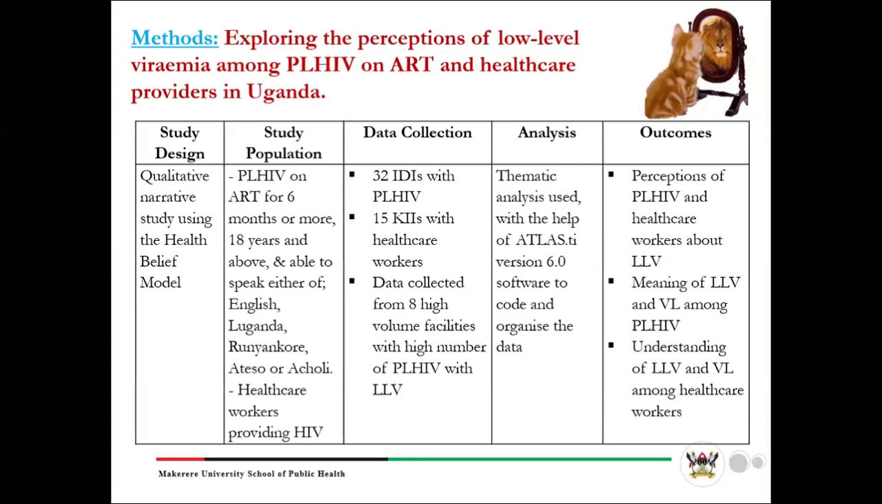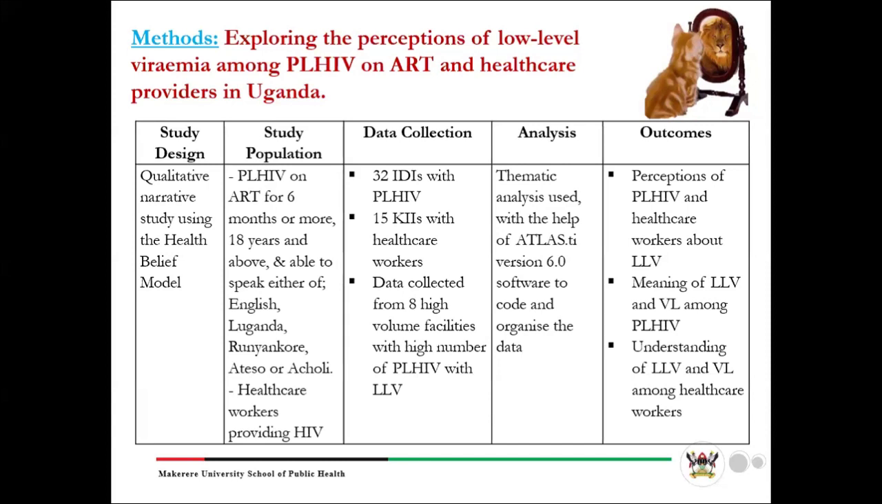And we involved people living with HIV, people who had been on ART for 6 months or more, 18 years old and above, and who were able to speak the commonly spoken languages in Uganda. And then we also involved the healthcare workers providing HIV care. And we conducted 32 in-depth interviews with the people living with HIV and 15 key informant interviews with healthcare workers. And we collected data from 8 high-volume facilities having high numbers of people living with HIV with viremia.